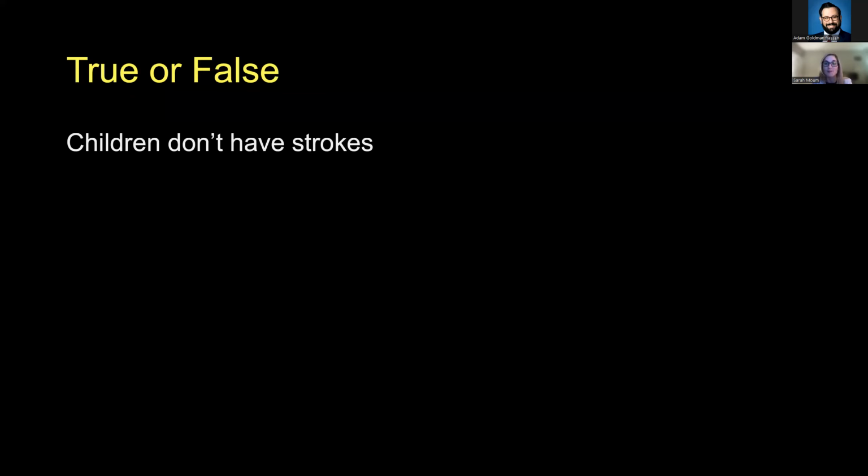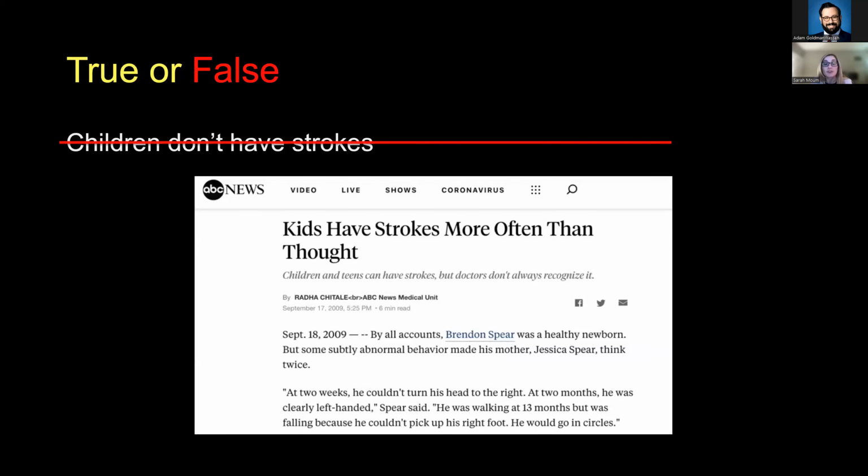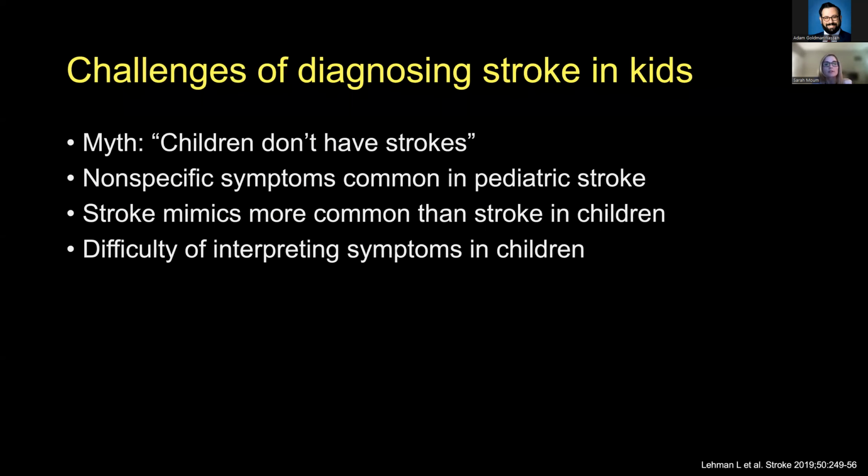Throughout my talk today, I'll be presenting some common misconceptions about pediatric stroke, beginning with this one. And we know this is false because kids have strokes more often than thought. So why is there this misconception? Well, there are lots of challenges to diagnosing stroke in kids. Kids are more likely to present with nonspecific symptoms and may be less able to communicate their symptoms to their parents or healthcare providers. Stroke mimics are also really common in kids, much more than in adults, and this further confounds the clinical picture. Unfortunately, these challenges can lead to delayed diagnosis.